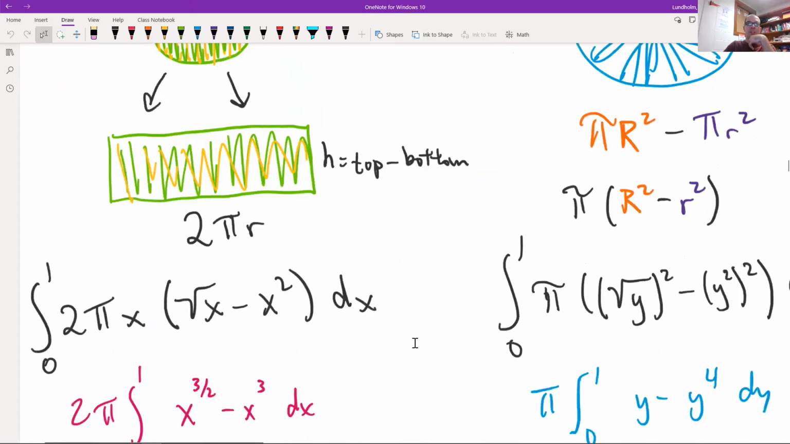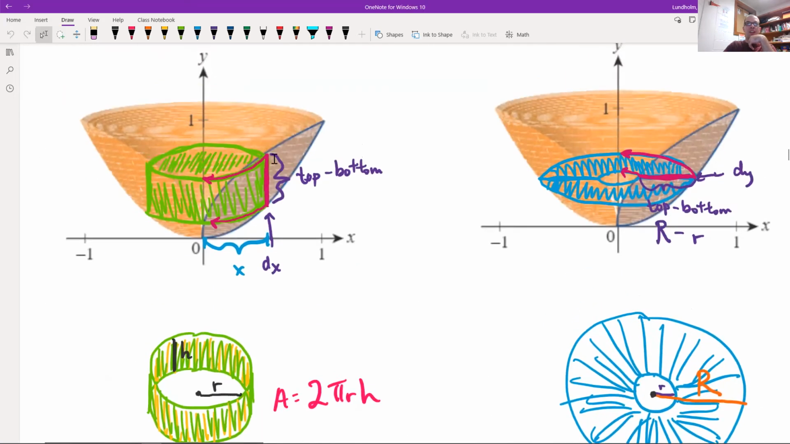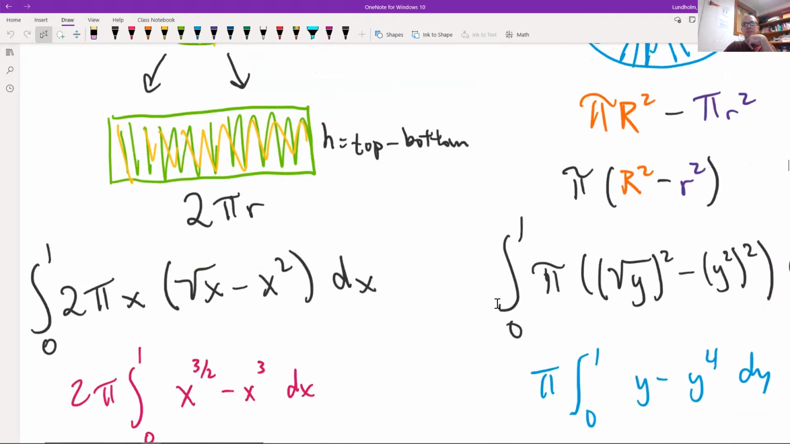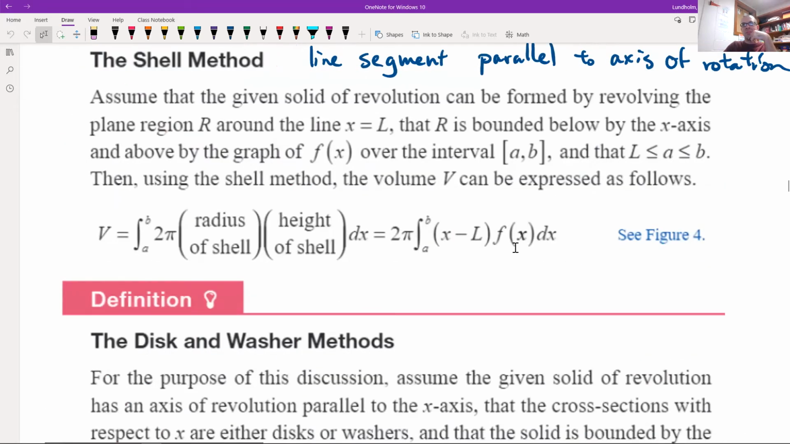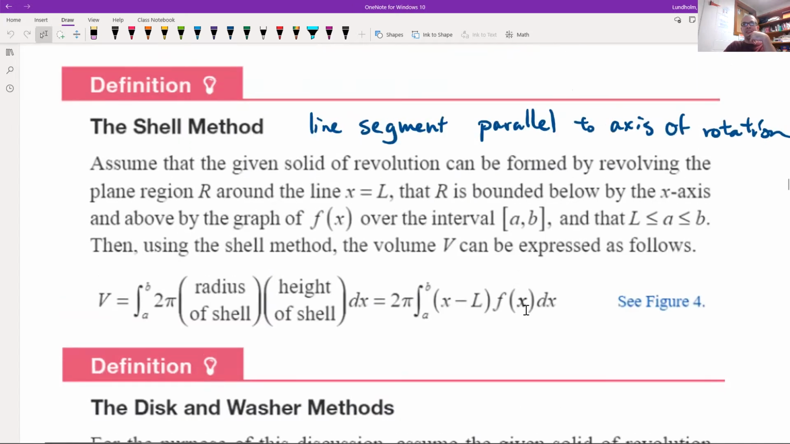In the case of what we just did, the height of the shell was actually the difference between two functions. This is a little bit of a simpler formula, where this one's not accounting for two different functions giving you the boundary. This is just one function down to the x-axis. So this is a little bit simpler. Okay, so that's the shell method.